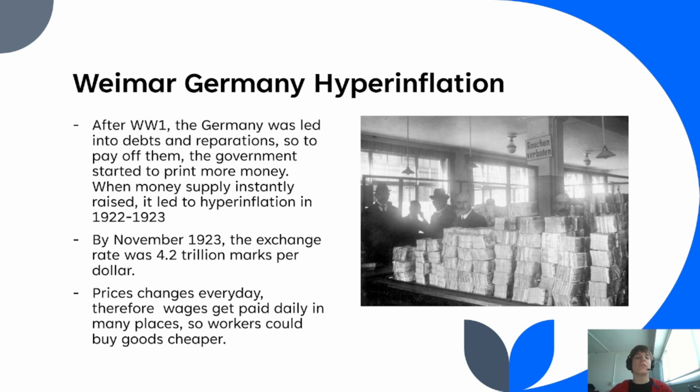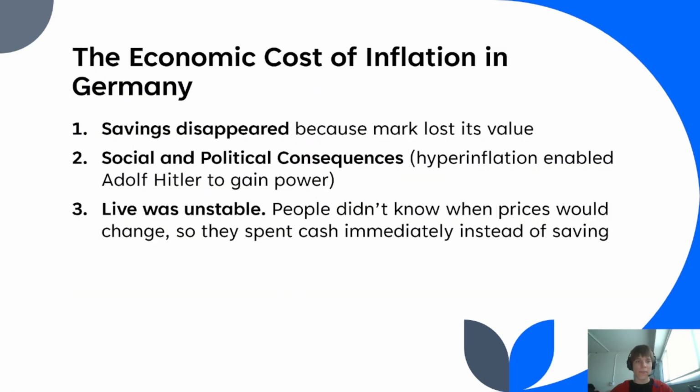By November 1923, the exchange rate was 4.2 trillion marks per dollar. Prices changed every day, therefore wages were paid daily in many places, so that workers could buy goods cheaper. Now the economic costs of inflation in Germany.